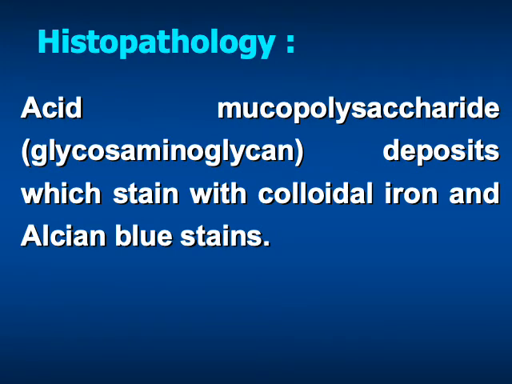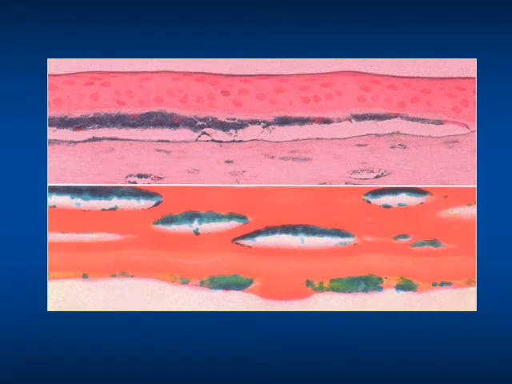Histopathologically, it is acid mucopolysaccharides, which are glycosaminoglycan deposits stained with colloidal iron and alcian blue stains. The upper one is the colloidal iron, and the lower one is the second stain.